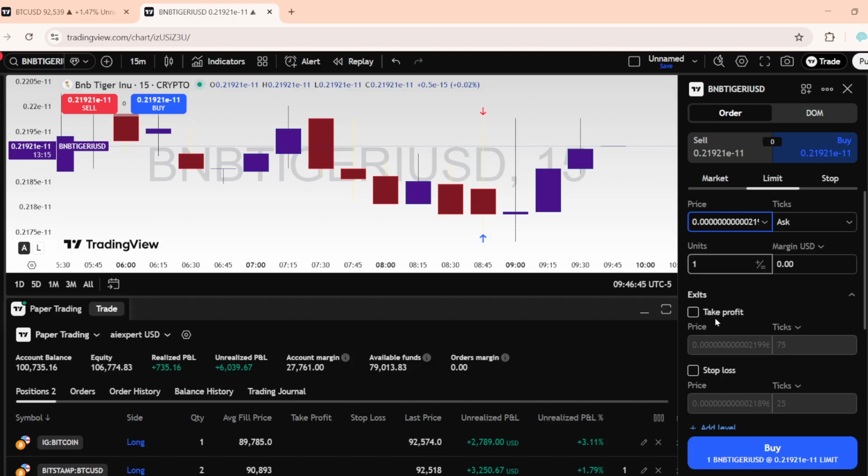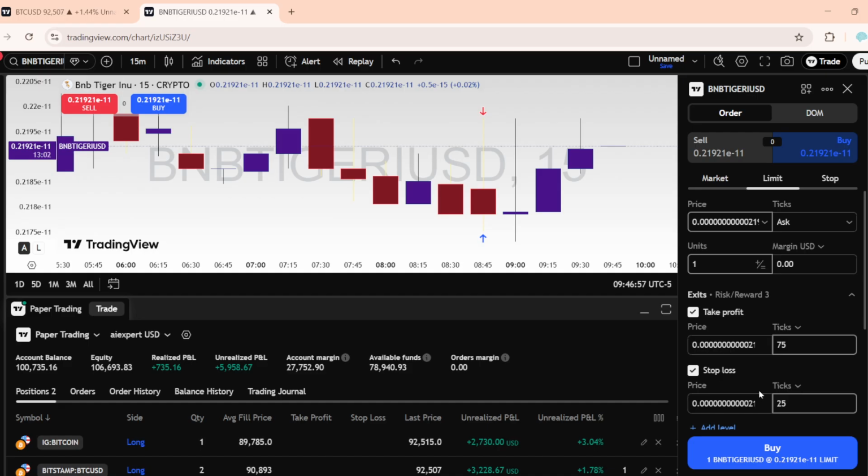Optionally, set take profit and stop loss levels. Take profit automatically closes your position at a target price to lock in gains, while stop loss is designed to exit if the trade moves against you. Placing both helps you define your risk and reward upfront, and on many charts you can see these levels as lines, making it easy to visualize your plan.